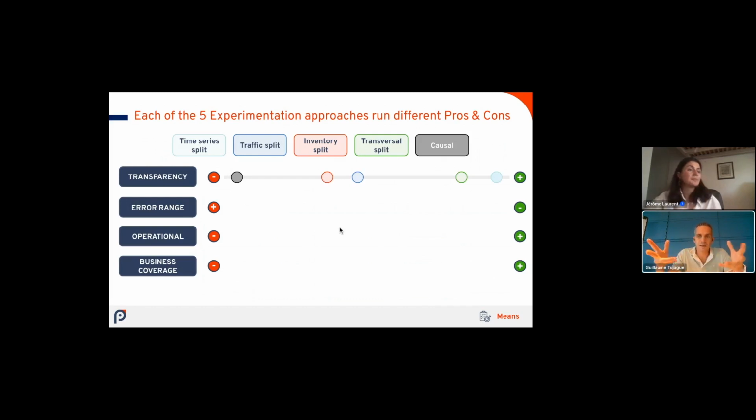The transparency criteria basically means the capability to understand exactly how the pricing impact was measured. Or another way to say it is the reproducibility of it. Okay.